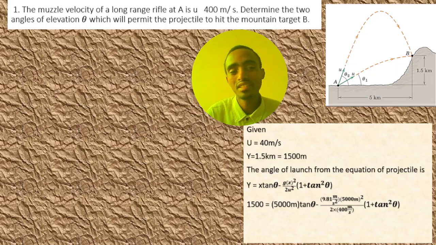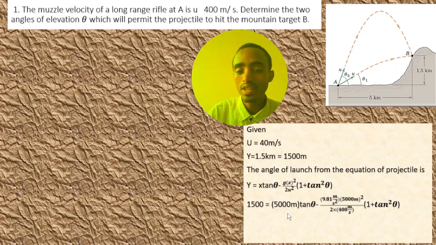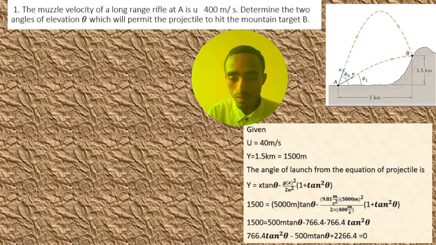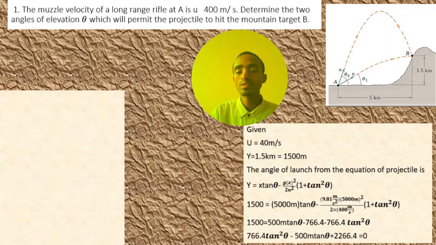It's a very easy equation. So when we simplify it further, we get 1,500 equals 5,000 meters times tan theta minus 766.4 minus 766.4 tan squared theta. When you rearrange this, 766.4 tan squared theta minus 5,000 tan theta plus 2,266.4 equals 0.